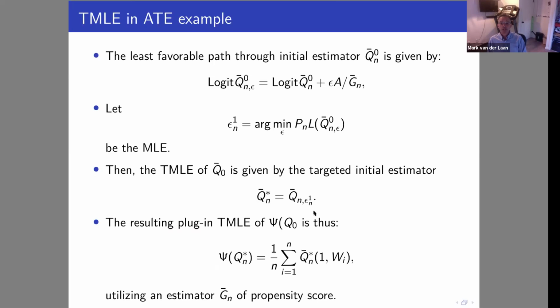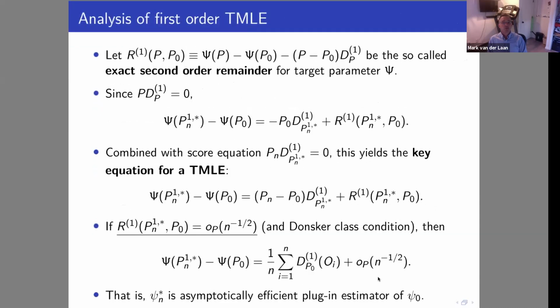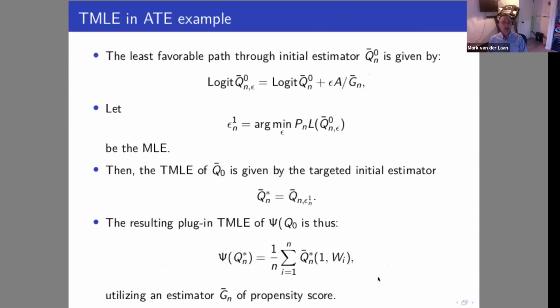And then all you're dealing with is that this remainder, R1 at Qn star minus Q0 and Gn minus G0, has to be small and second order. And that means you need to have a good estimator.